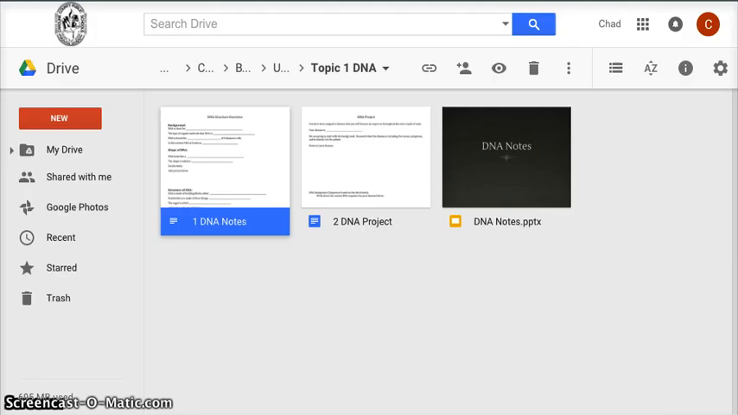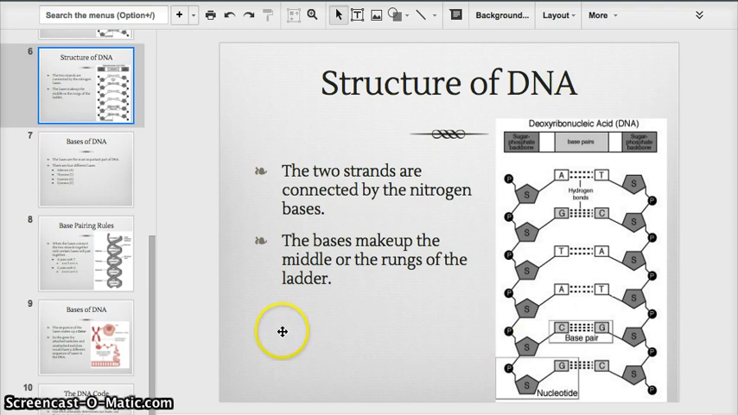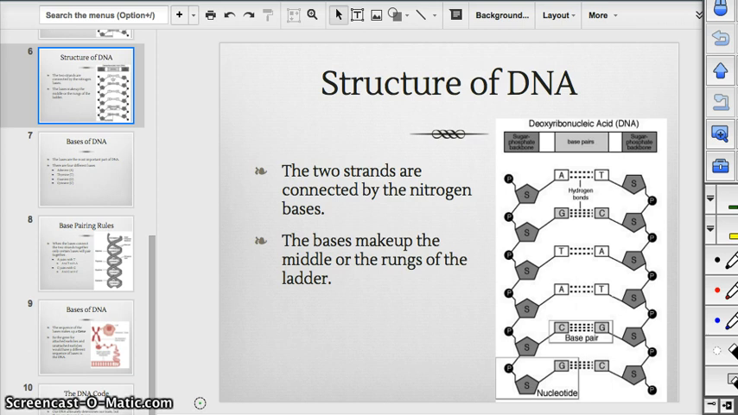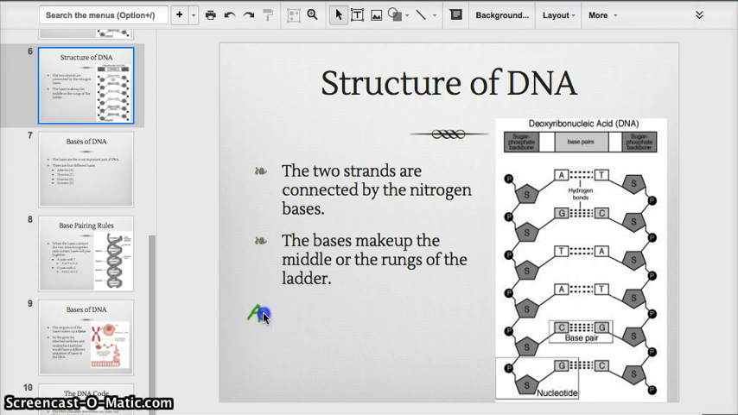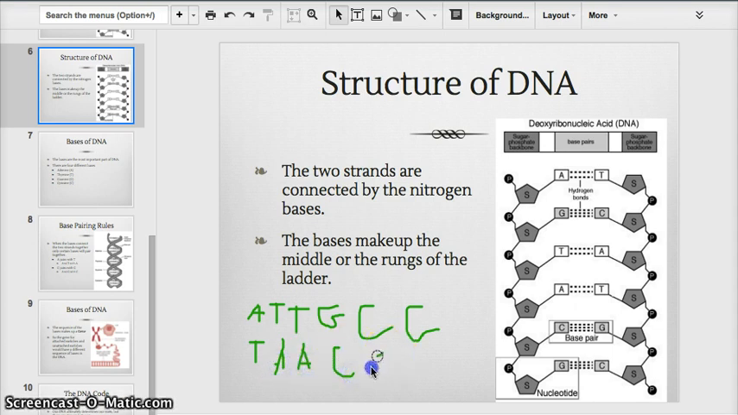You're going to have to know those base pairing rules. So if I give you a segment that is A, T, T, G, C, G, you're going to need to tell me the complementary strand, which is the opposite strand. So the opposite strand of that would be T, A, A, C, G, C. Alright, so that is how base pairing works.